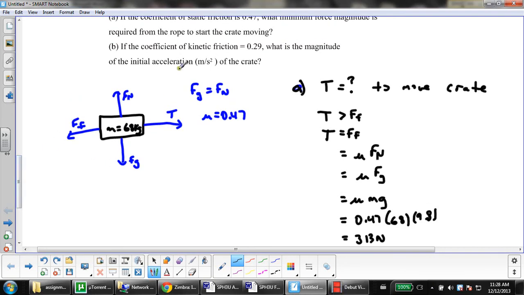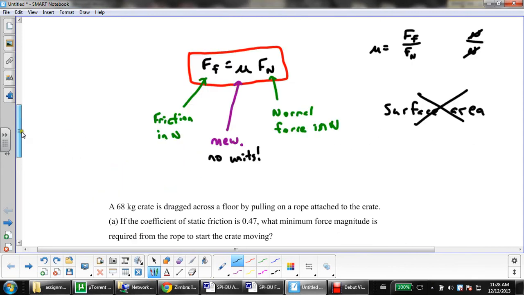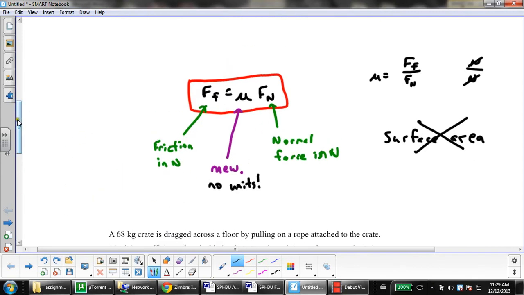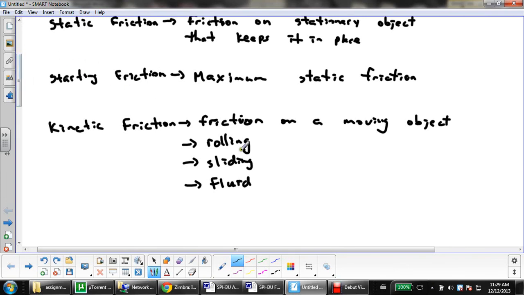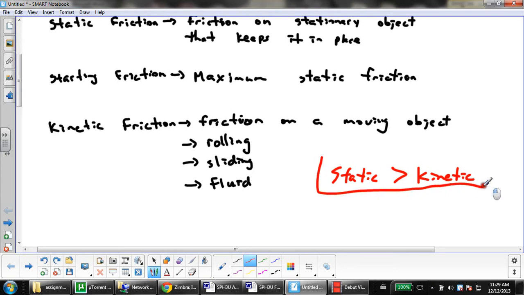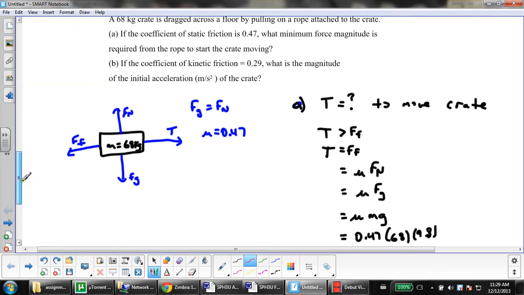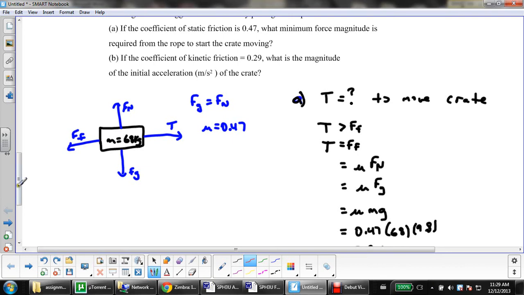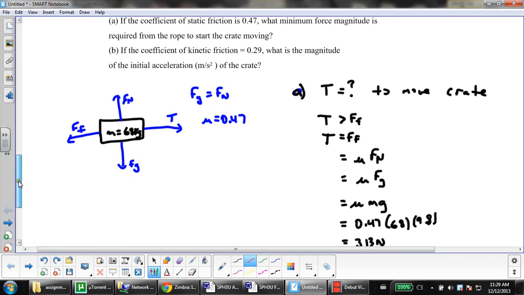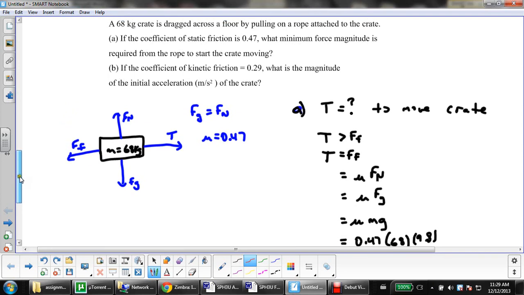Part B says, after something gets moving, that's a good point. Let's go back up here. Static is always greater than kinetic. So after I get this block moving, the amount of friction that's acting on it always drops down a little bit. It's always harder to get something moving, and after it's moving, it just feels a lot easier. So in part B, mu drops down to 0.29.